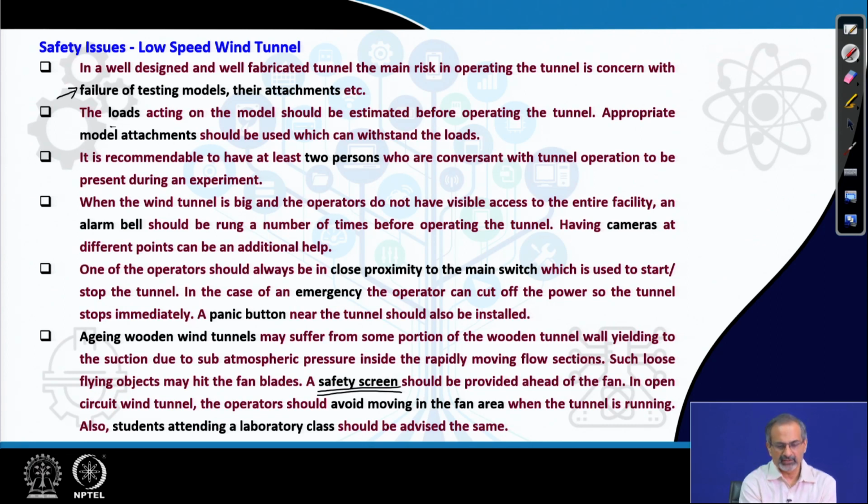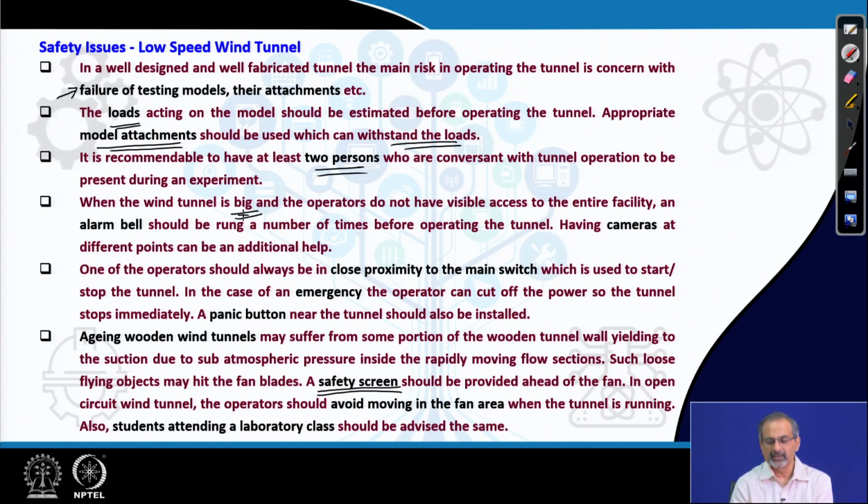And then the loads which are acting on the models when you are performing the tests should be well estimated, and accordingly the model attachments should be designed so that they can withstand the loads. It is recommendable that at least two persons who are conversant with the tunnel operation are always present during the experiment. A single person performing the experiment is not recommendable.